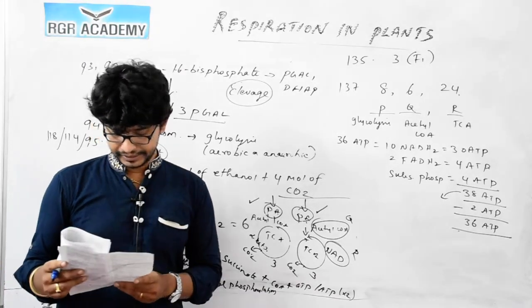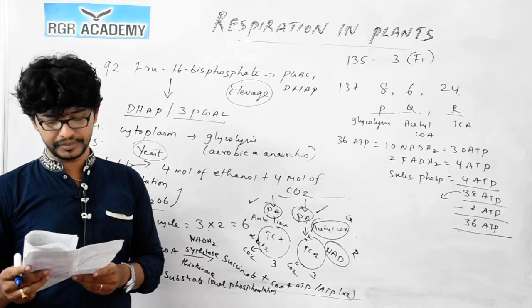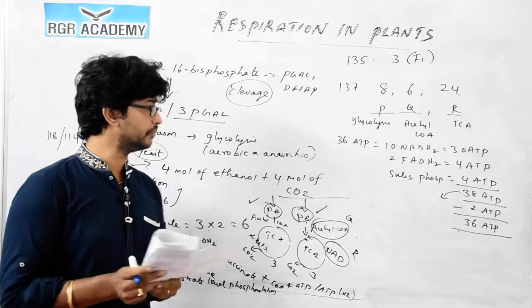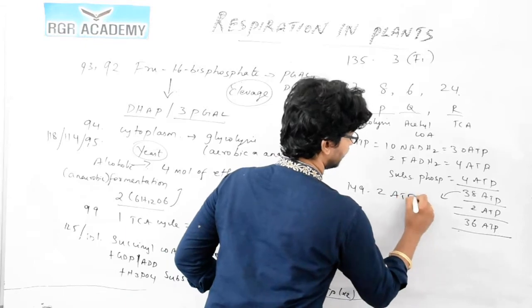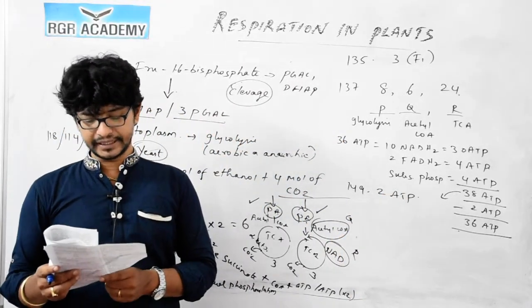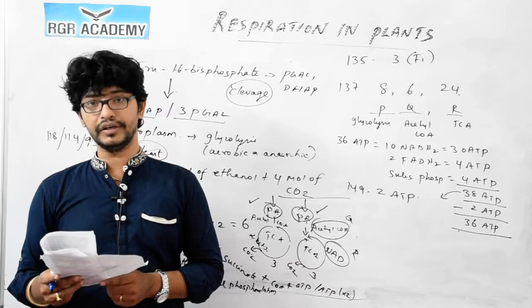Question number 149, the number of ATP produced when a molecule of glucose undergoes fermentation. In case of fermentation, you could see only 2 ATPs. Question number 149, 2 ATP. Okay. Question number 150. Which statement is wrong for the Krebs cycle?